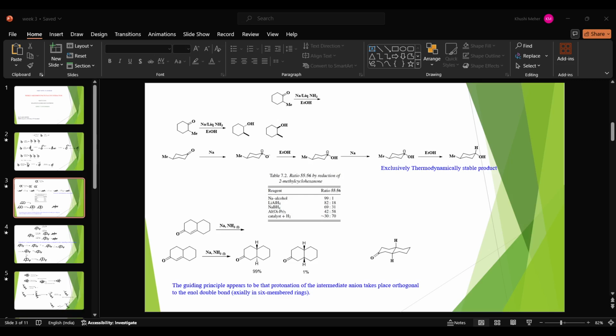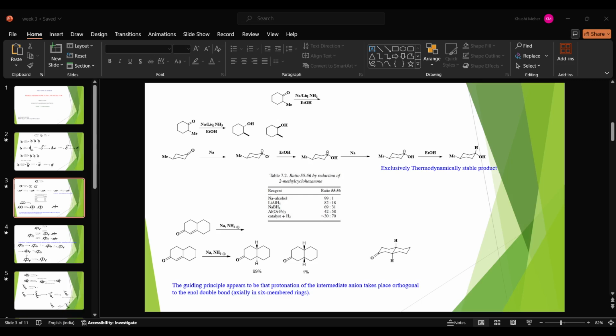And when you use hydrogen and palladium on carbon charcoal for a hydrogenation reaction, in that case you will get 30, and the other product you will get as the more selective product, that is 70%. That's why sodium in liquid ammonia, which we call the Birch reduction, only gives the more thermodynamically stable product in a ratio of 99 to 1.